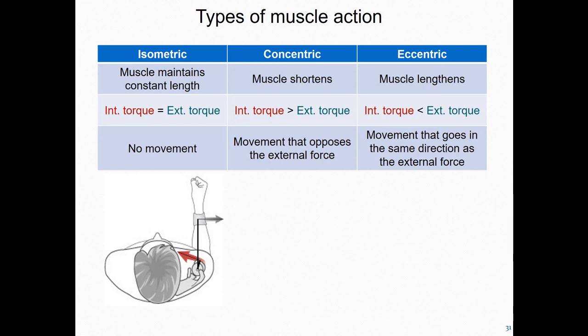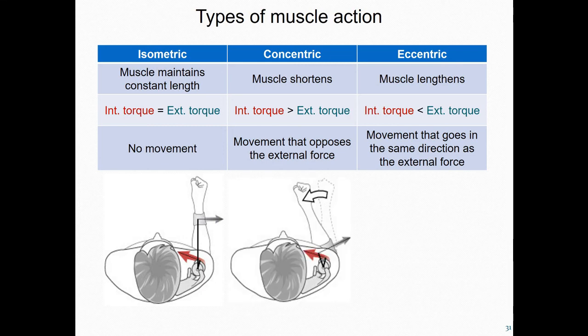Isometric means same length. In an isometric contraction, the muscle remains at the same length during the action, and the internal torque that is produced by the action of the muscle is exactly balanced against the external torque acting on the body. In this situation, the body does not move.